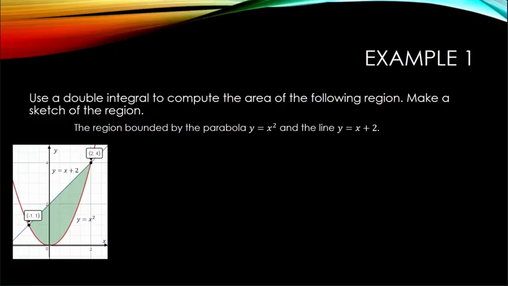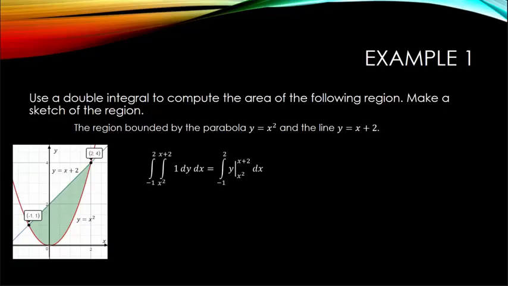In this case, you'll notice that my straight line x plus 2 intersects an upward opening parabola at the point -1, 1 and at the point 2, 4. I'm okay computing this area with a single double integral. There's no place in this region where I'm going to have to change my limits of integration because of the way the region is defined. So I'm going to take the integral from -1 to 2 of the integral from x squared to x plus 2 of 1 dy dx.